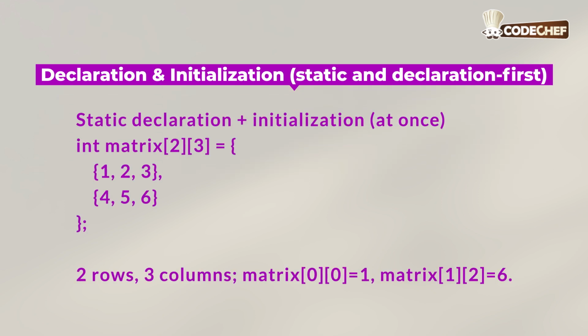Declaration and initialization, static declaration first. So, this is a matrix with 2 rows and 3 columns. The element at row 0, column 0 is 1, and the element at row 1, column 2 is 6. You can also say index 0, 0 and index 1, 2.